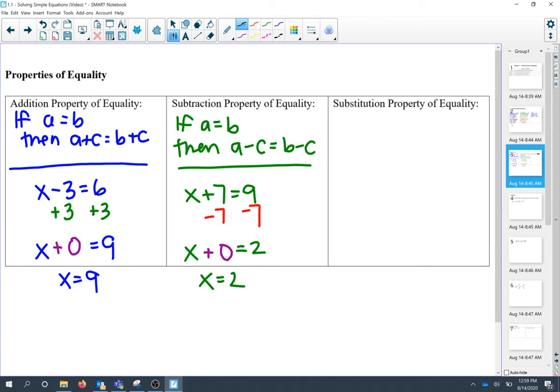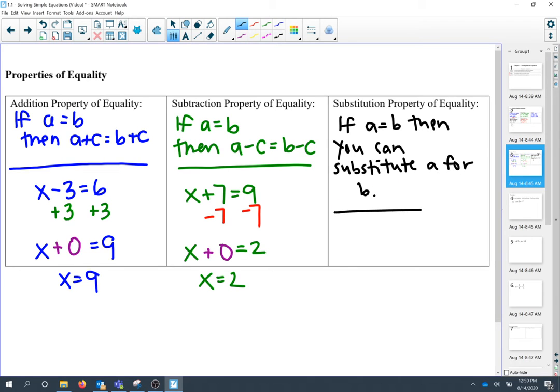Last but not least, our substitution property of equality. So if A equals B, then you can substitute A for B. Now, what I actually mean by that is, let's say x equals 2.